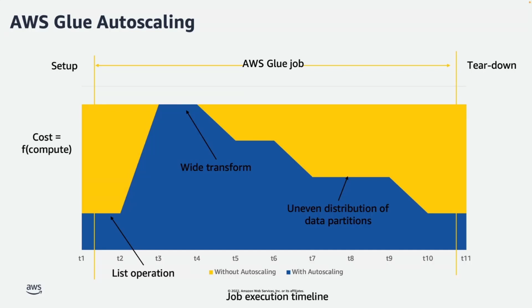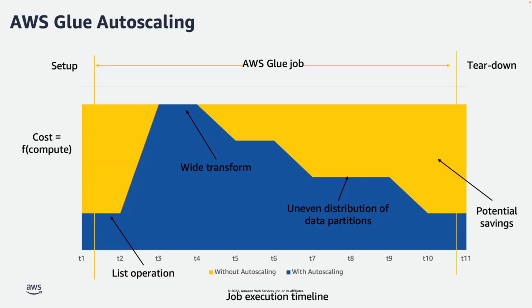Further down the line, it's possible that due to uneven data distribution, some of the executors will be done processing and get idle. And at that point, Glue will again scale them down. So what that means is anything that you are seeing in that yellow color is a potential saving with auto scaling. So that's how Glue makes it a lot more cost effective.